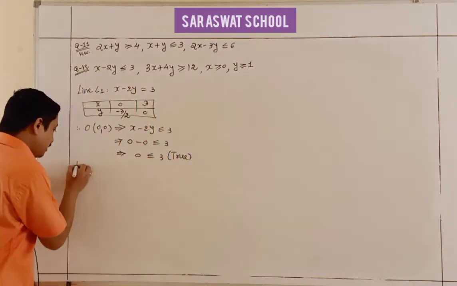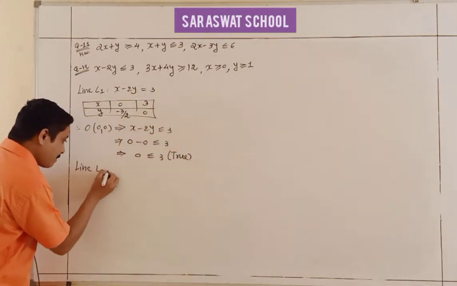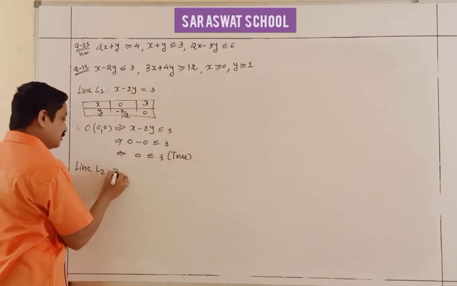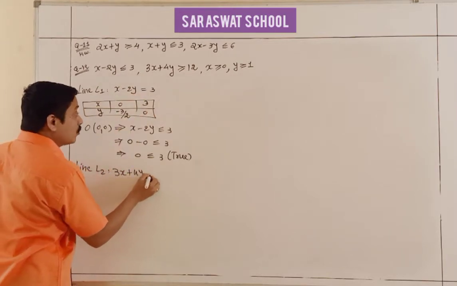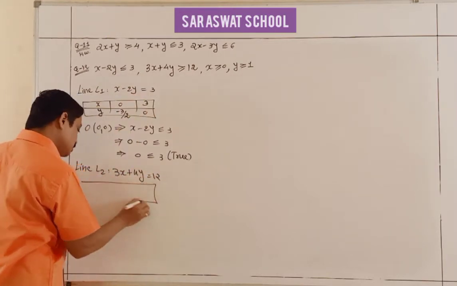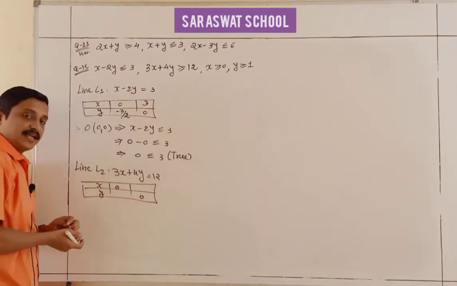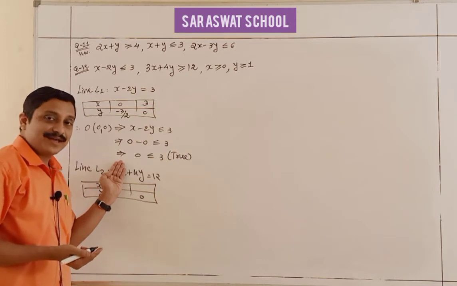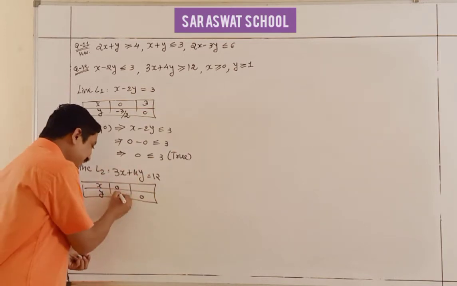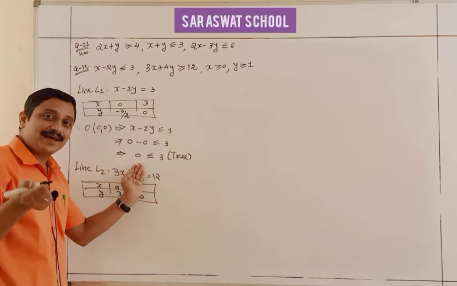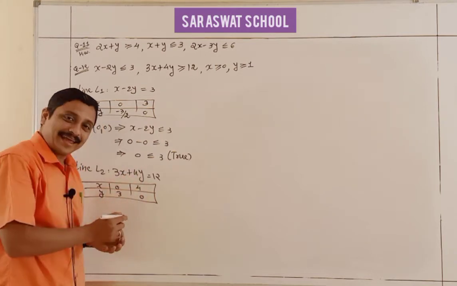Now line L2. Students, this I am taking now: 3x plus 4y is equal to 2. And we operate the same way. One time taking x as 0, y is 12 by 4, it is 3. And if y is 0, then x is 12 by 3, it is 4.